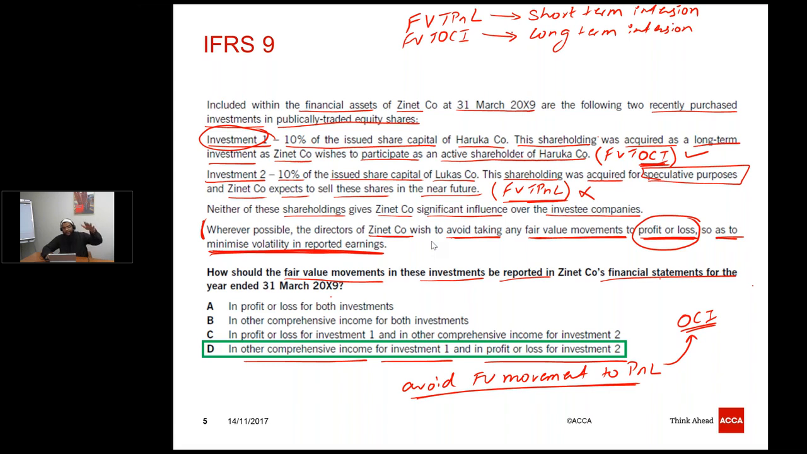It has to reduce the volatility so that the movements are not taken into P&L. Otherwise, sometimes the profit will be higher, sometimes the profit will be lower. So they want all movement to be taken to OCI. Yes, that line is only a distraction because all the investments cannot be classified in OCI just to minimize the volatility. This is not a criteria. The criteria is basically the intention, and we classify the investments according to the intention only.